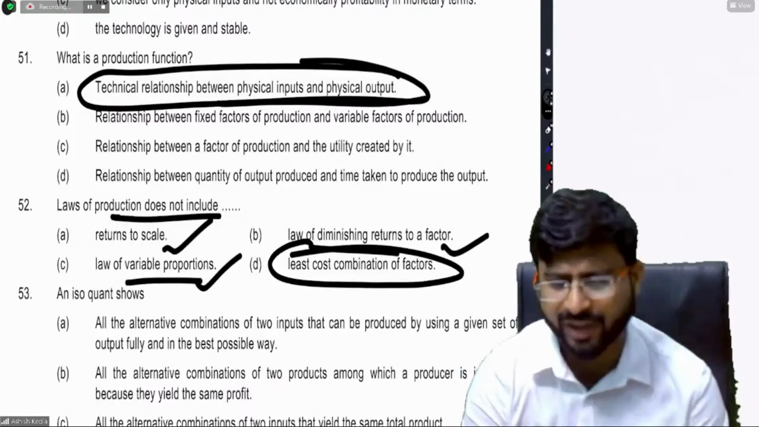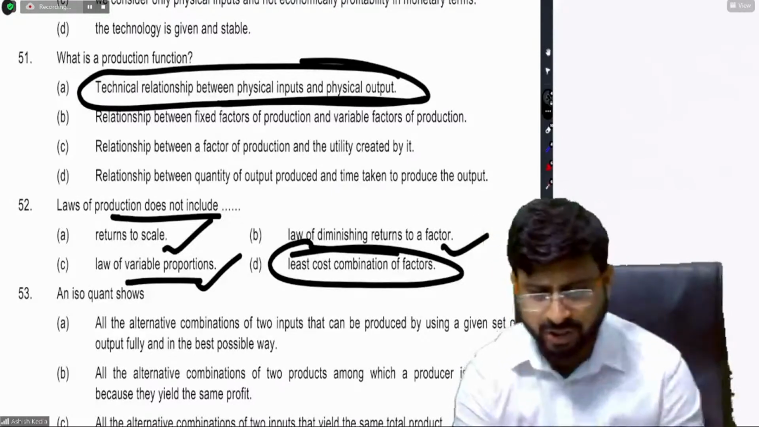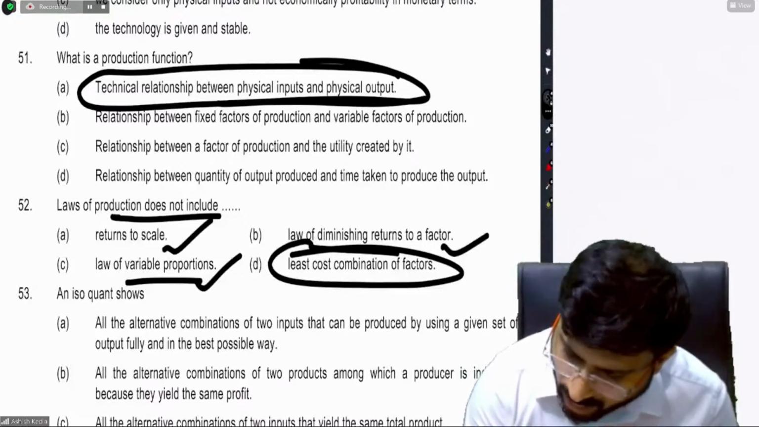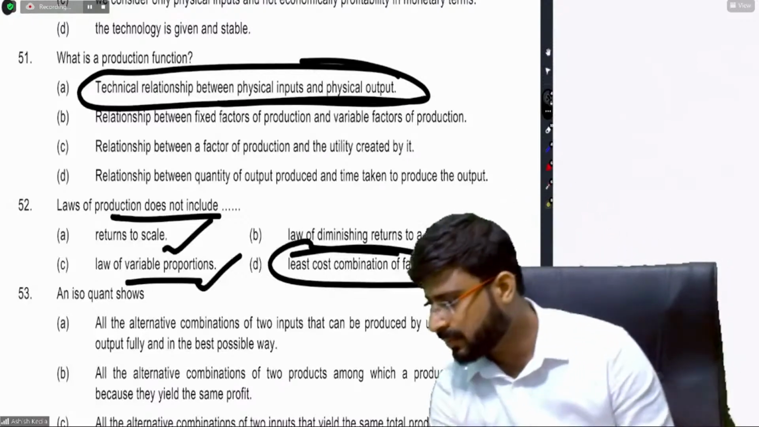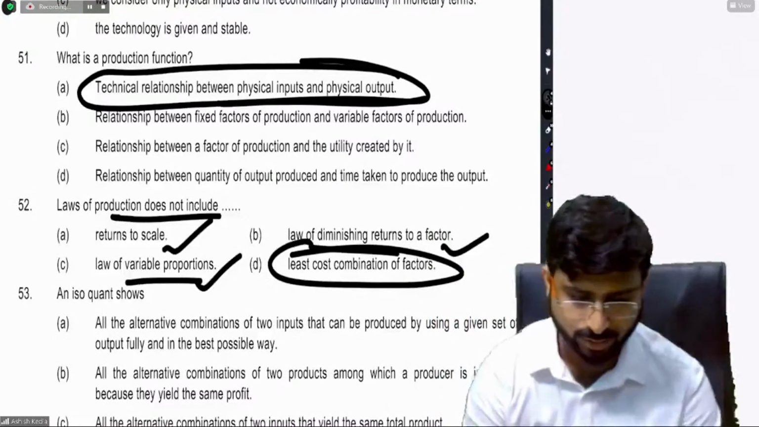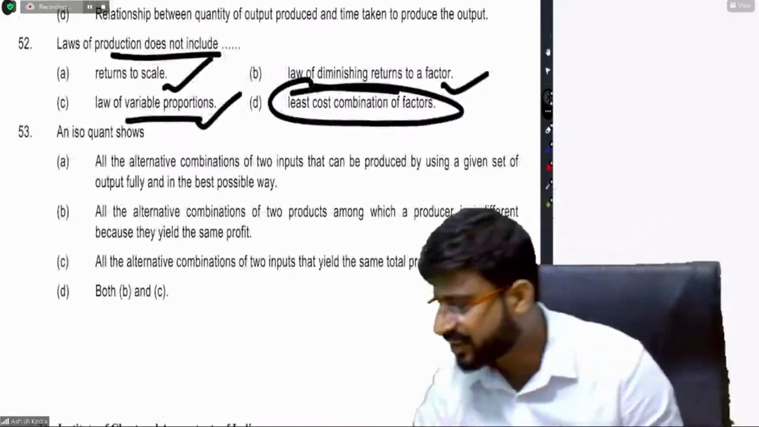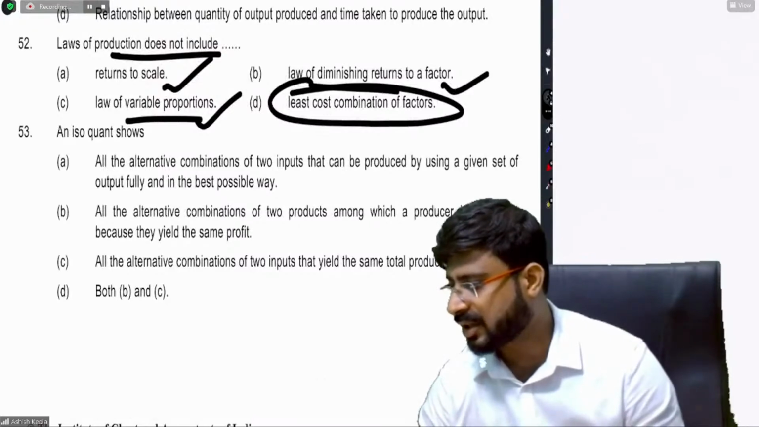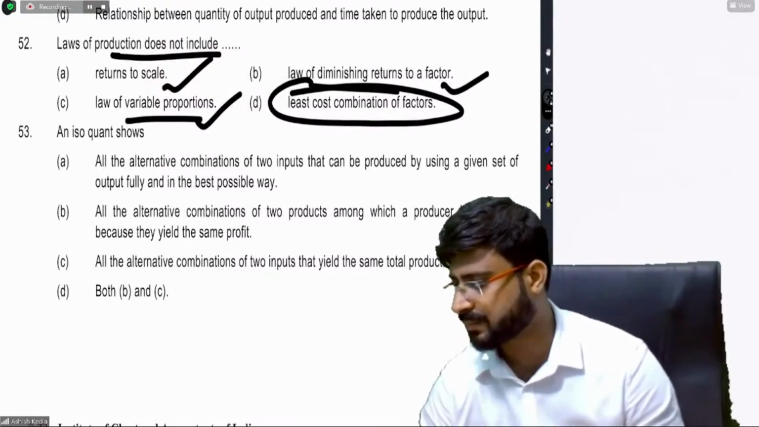Least cost combination of factors we don't study. Least cost combination of factors we don't study under law of production. So it is the odd one out. 52D, that is. Next is 53 that we have done today only. So I think you all will answer correctly. Come on, answer me 53.